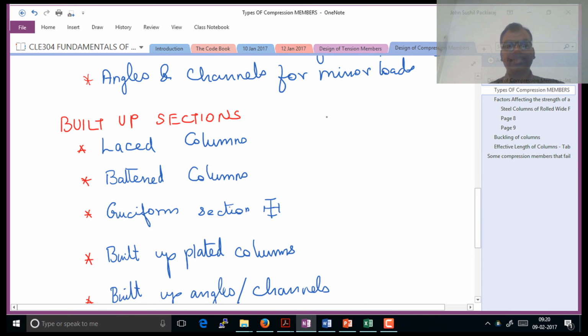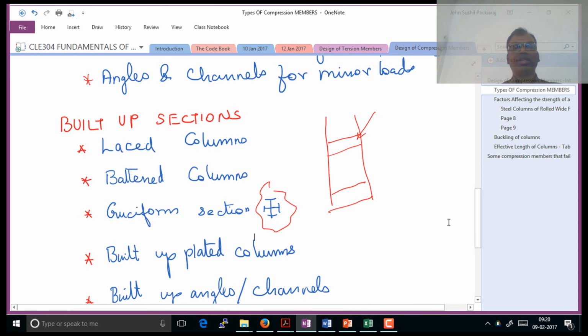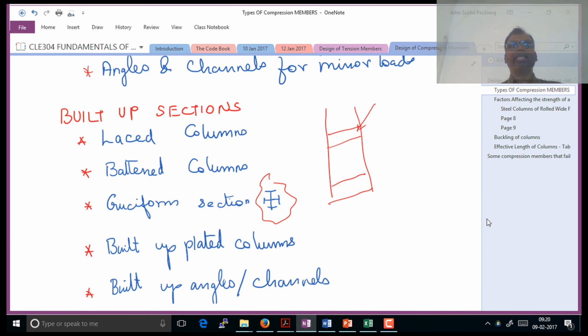So instead of the lacing, you will have plates connecting the two columns. This is called the batten section. Cruciform section will have an I pattern like this. Then you've got built-up plated columns. Of course, built-up angles and channels is what you see in foodies. In foodies, you've got four angles which are connected together to make up a column. So these are some of the examples of built-up sections.